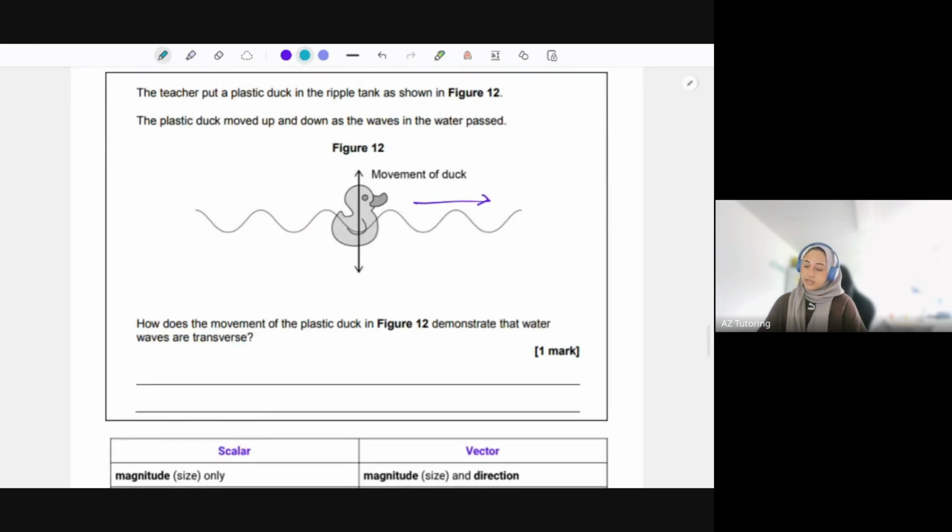So here we can say that the duck, make sure you're particular to the question. The duck moves perpendicular to the direction of the wave travel. Okay, that's cool.